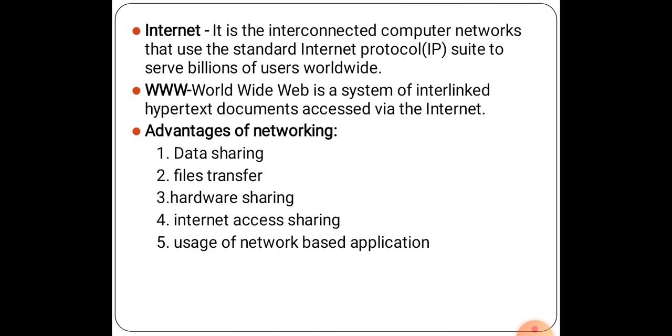So next, the basic terms. First, internet is the interconnected computer networks that use IP, that is a standard protocol. So while we are using internet, we have some protocols, that is rules to be followed in order to transfer the data across the websites, right? So next one is www, that is world wide web.